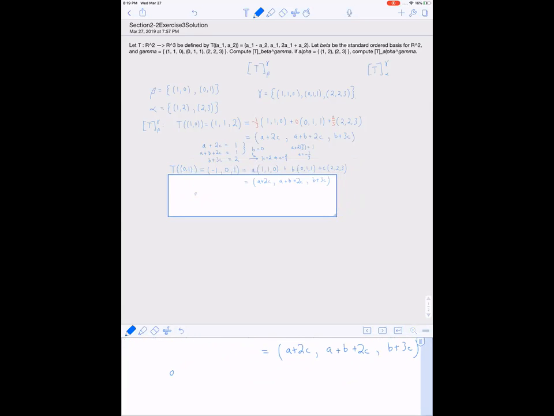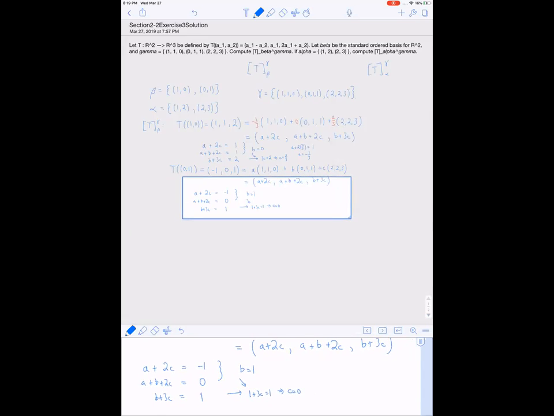So our equations now become A plus 2C is equal to negative 1. A plus B plus 2C is equal to 0. And B plus 3C is equal to 1. We'll use the same trick as before. Subtracting the first equation from the second should leave us with B equals positive 1. Then once B is known to be positive 1, we can say that 1 plus 3C equals 1. So I guess C must be 0.